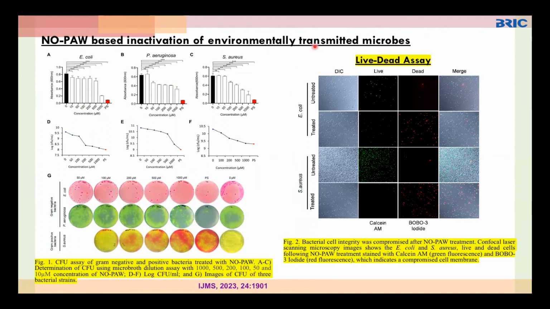And we are also working on whether this nitric oxide plasma activated water can inactivate various kinds of bacteria present in the environment or not. For that purpose, we started E. coli, P. aeruginosa and S. aureus bacteria for inactivation effect. And we got a very nice result that is reported in the International Journal of Molecular Sciences recently. So we can inactivate even environmentally transmitted bacteria by using this nitric oxide plasma activated water.